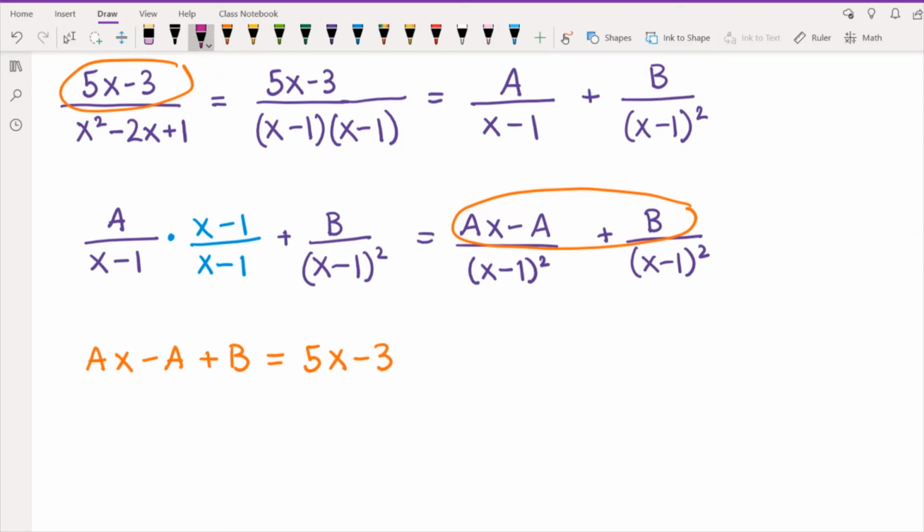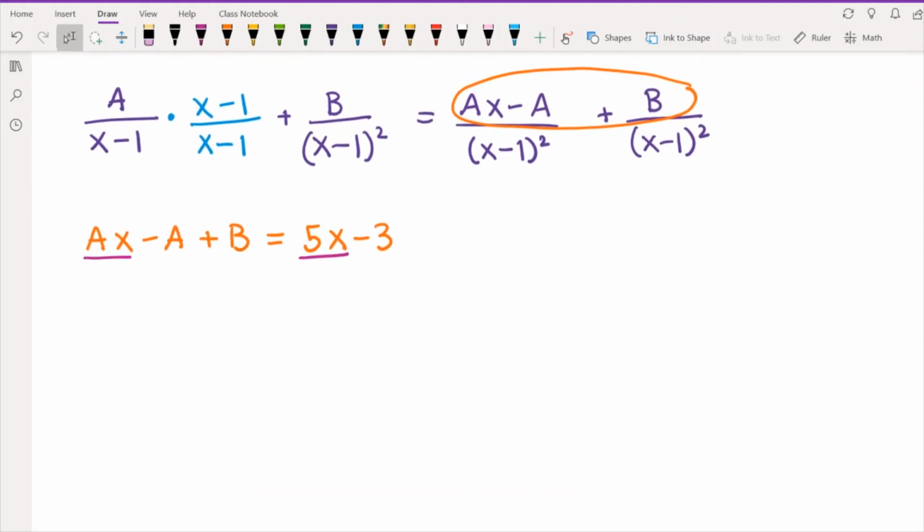Okay, so what do we have for x's? Well, in this case, we only have ax. So this is one where we'll be able to solve it a little bit more quickly. We know that ax has to be 5x, so we know that a is 5, right? The only x that we have is a times x, and so therefore a has to be 5. And then if we look at what's left, we have negative a plus b is supposed to equal negative 3.